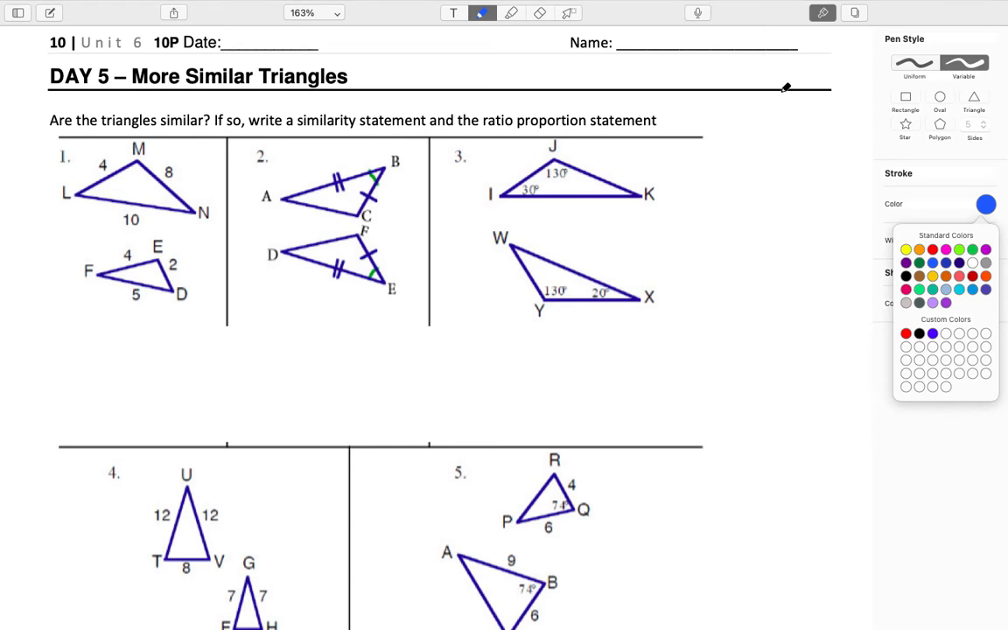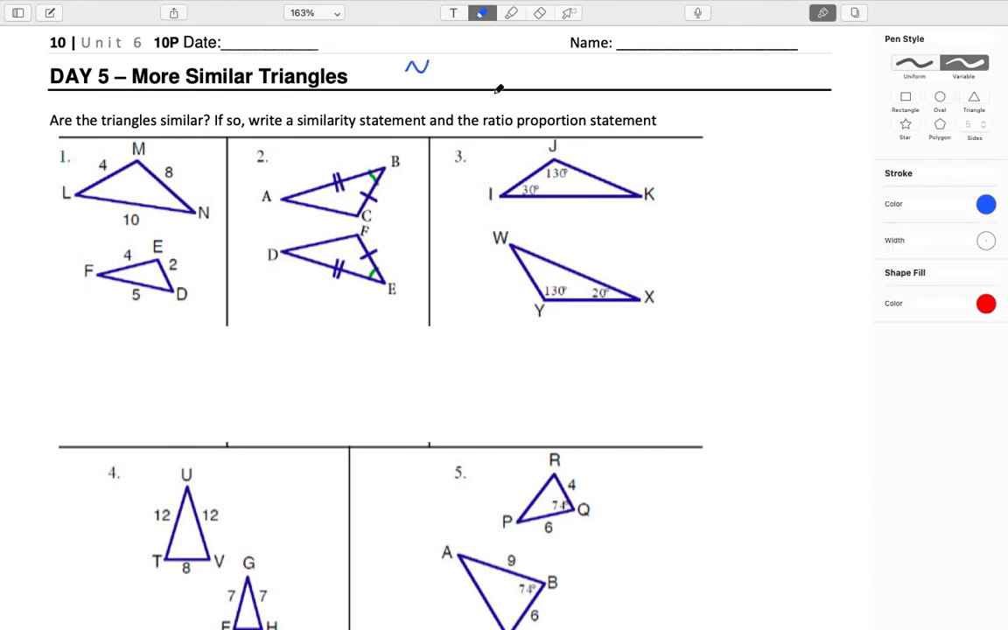We will be working on day 5, which is looking at more similar triangles. And always when you are solving for an unknown length or an angle, you have to write down the similar triangle statement. This means similar, and the wiggly line with the underline means congruent.